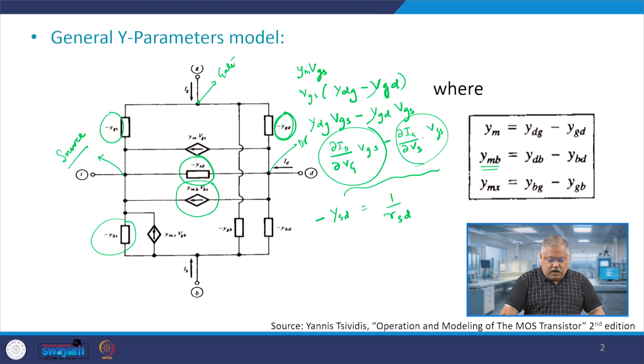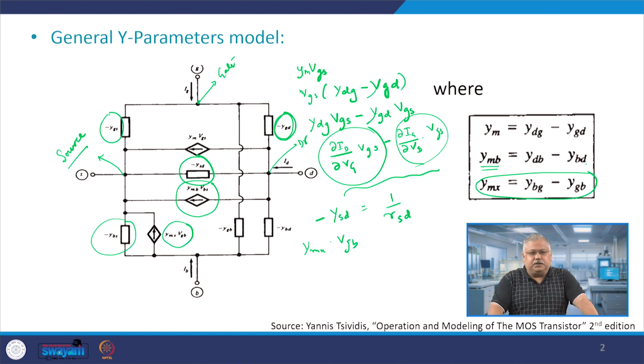And if you look clearly, this gate to bulk, right, if you look at this expression here, source is generally grounded. Now, if you are applying bias on the bulk, there might be a current between source and bulk because there is a potential difference, and if you can overcome the depletion region barrier, there can be current. That current contribution is given by YMX times V gate to bulk. Now, YMX is given by this fundamental principle here, which is YBG minus YGB.